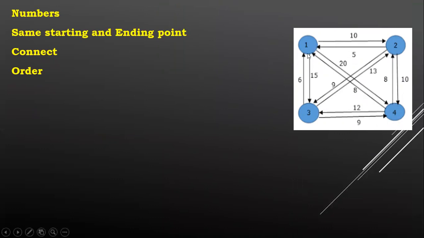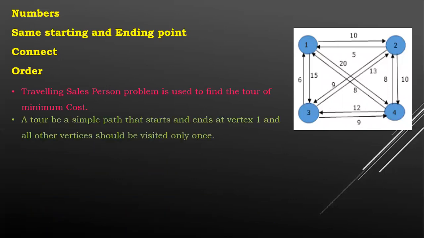Here we are going to start our tour from node 1, visit all other nodes only once, and return back to the same node where we started. So simply, the traveling salesperson problem is used to find a minimum cost tour. Here a tour is nothing but a path which starts and ends at the same vertex by visiting all other vertices only once, right? The cost will be calculated by adding the cost of all the edges on the tour.